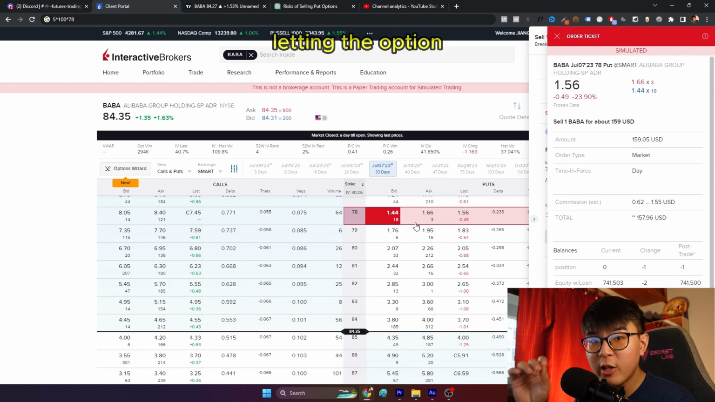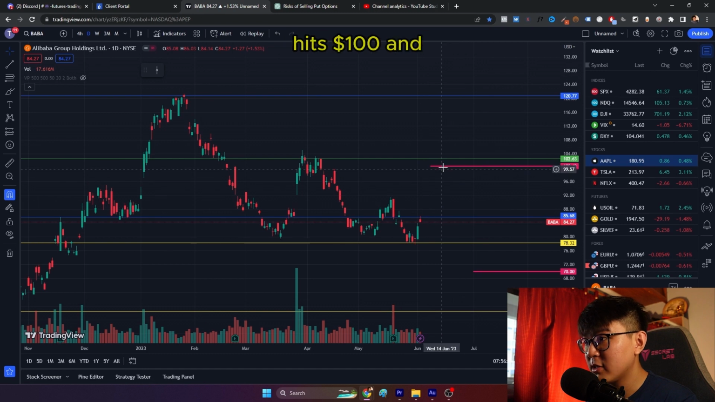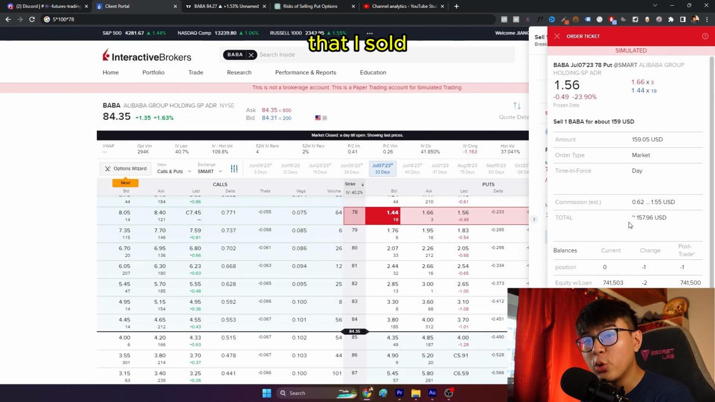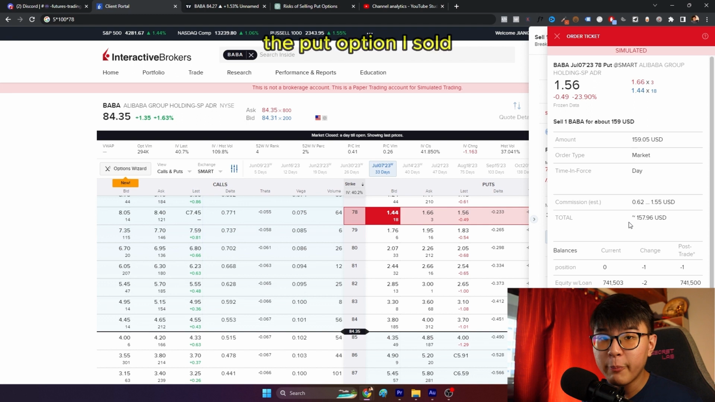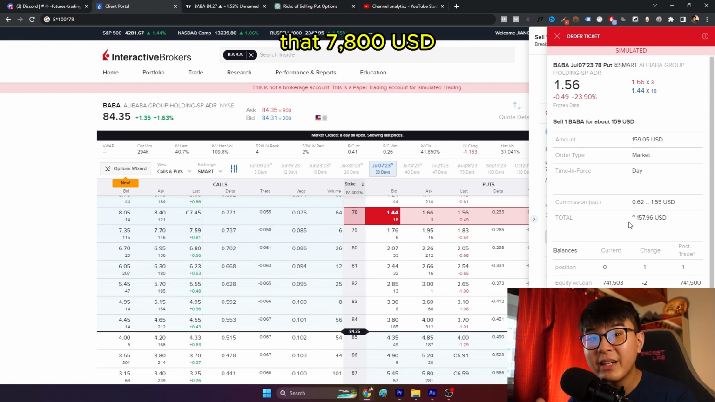We will avoid letting the option expire worthless. 20 days later, let's assume the price of Alibaba hits $100 and the put option that I sold is now worth $50. I collected $157. 20 days later, the put option is worth only $50. So I spent $50 to buy back the put option I sold, and $157 minus $50 will be a net profit of $107.